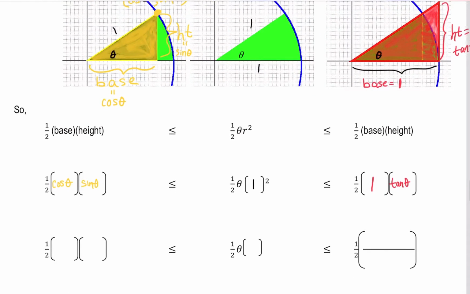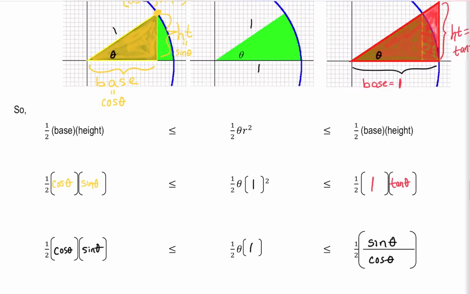So we're just going to rewrite everything we have here. I have my cosine of theta and sine of theta here. This was equal to 1 squared, which is 1. And then I'm going to rewrite tangent as sine theta over cosine theta.